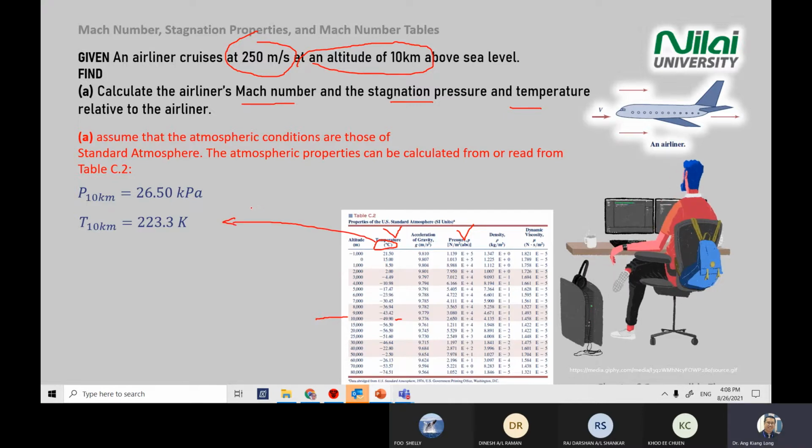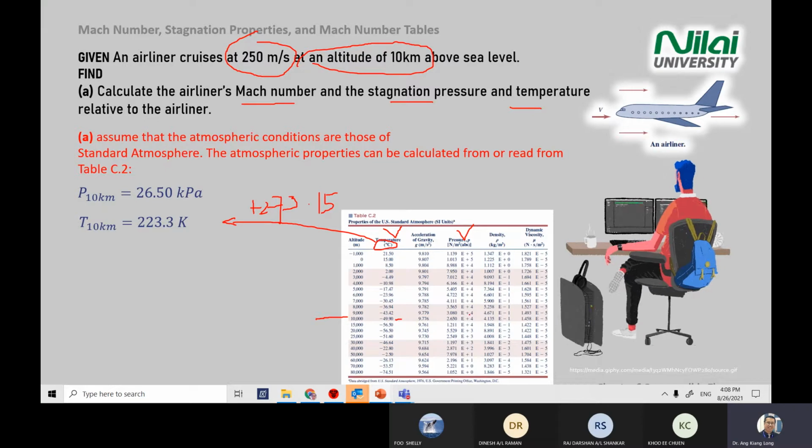So you need to add what? Add 273.15, around this value, so you get Kelvin. And the pressure here is 2.65 E plus 4. E plus 4 means 10 to the power 4.